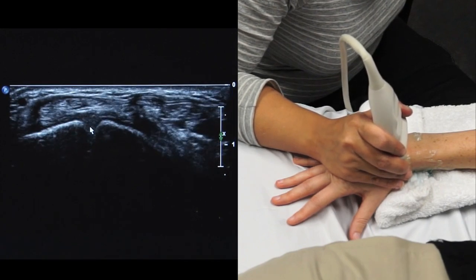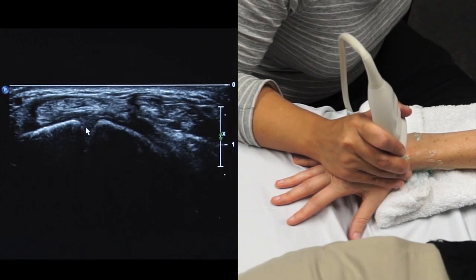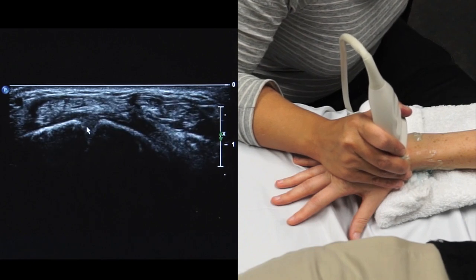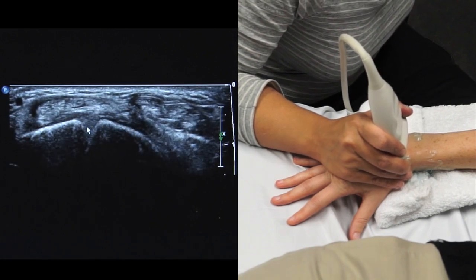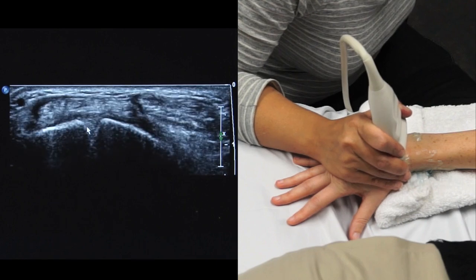So you can adjust your settings either by using a special button on your unit or tweaking the gain to your liking.